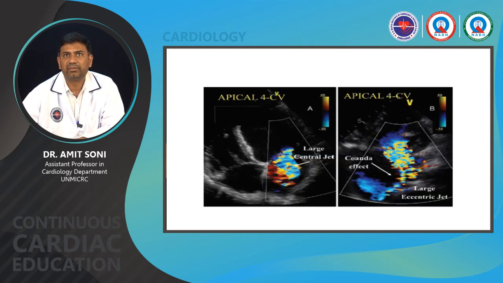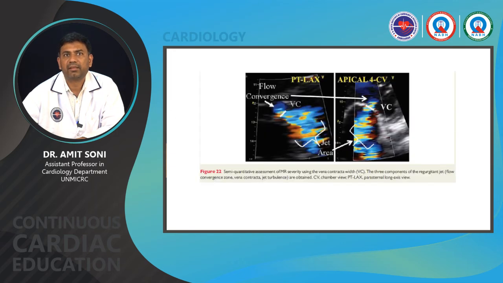This is an apical 4-chamber view. There is a large central jet and a large eccentric jet we can see. This is the semi-quantitative assessment of mitral regurgitation severity using the vena contracta. The 3 components of the regurgitation jet, flow convergence, vena contracta and jet turbulence, are obtained.